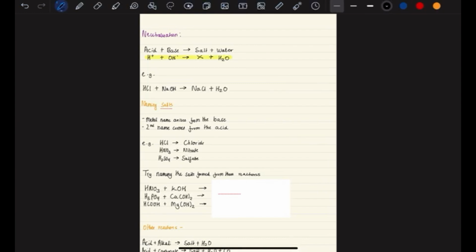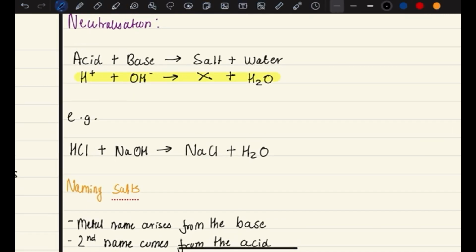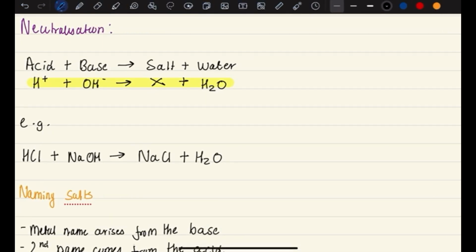Okay, let's talk about neutralization reactions. So, here's your typical one. Acid plus base goes to salt plus water. And I've highlighted underneath just what an ionic equation of that would be. Forget about the X. Literally just H+ plus OH- goes to H2O. Yeah? And I put an example as well. HCl plus NaOH goes to NaCl plus H2O. That's your classic acid plus base reaction.